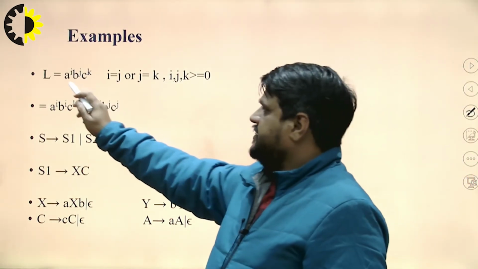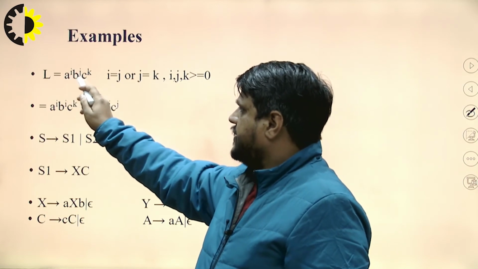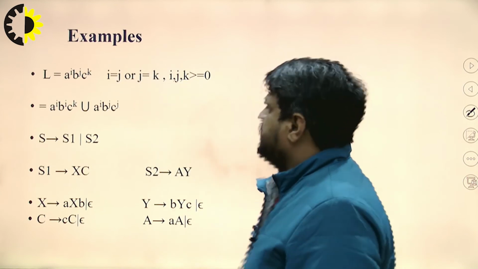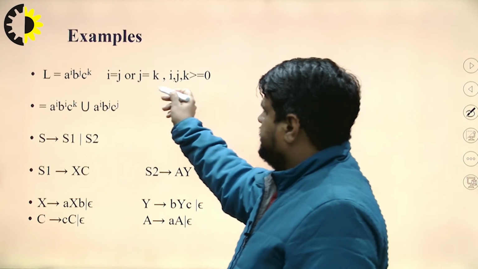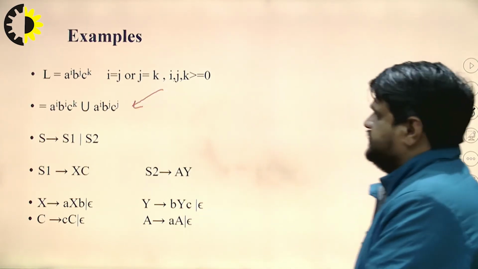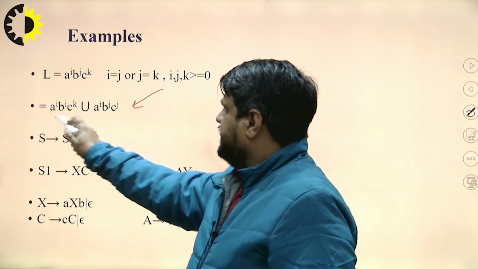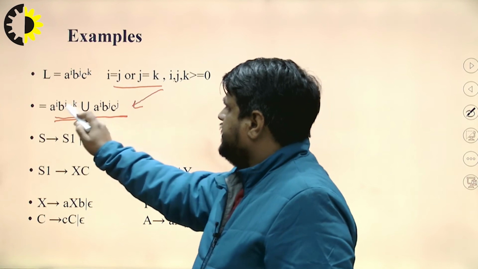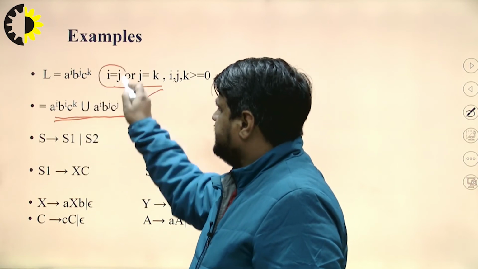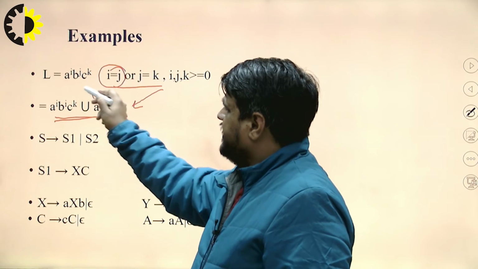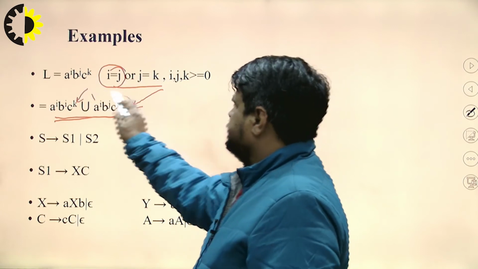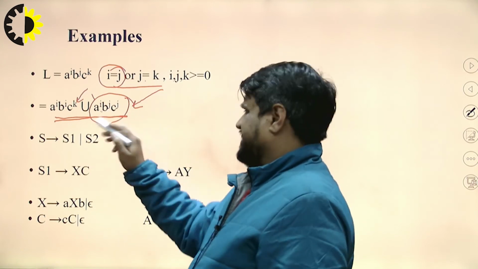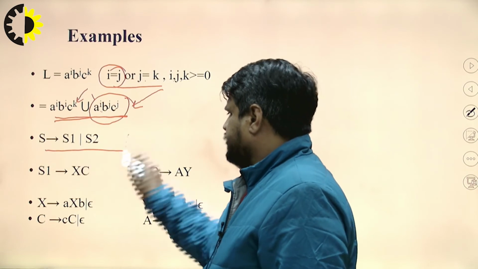Let's say a grammar is given here. L is equal to A to the power I, B to the power J, C to the power K, where I is equal to J or J is equal to K, right? Same thing will be written here. I have written this particular grammar in this form, right? A^I B^I. If I is equal to J, then you can write A^I B^I, and C^K will be different. Same for this one. If J is equal to K, then I have written in this manner. Now you can see the grammar corresponding to that is this one.